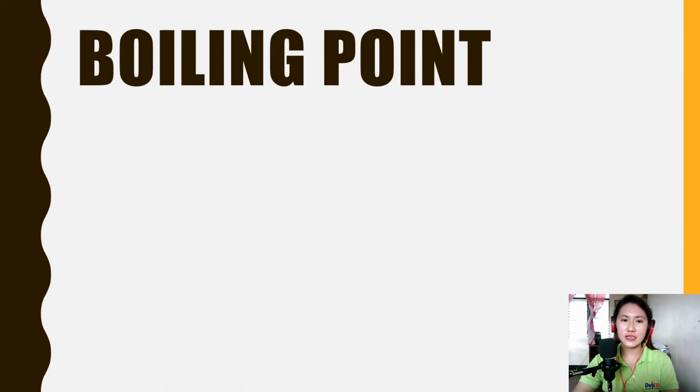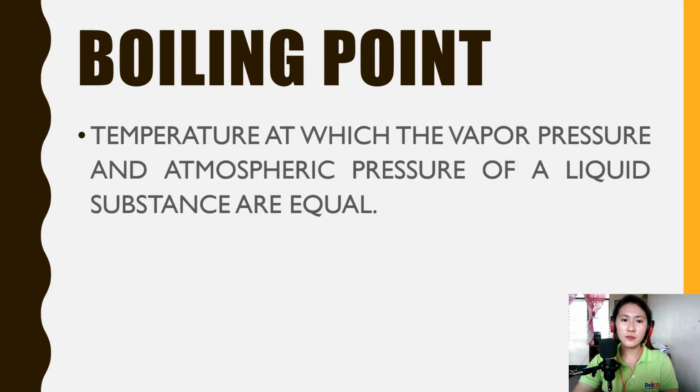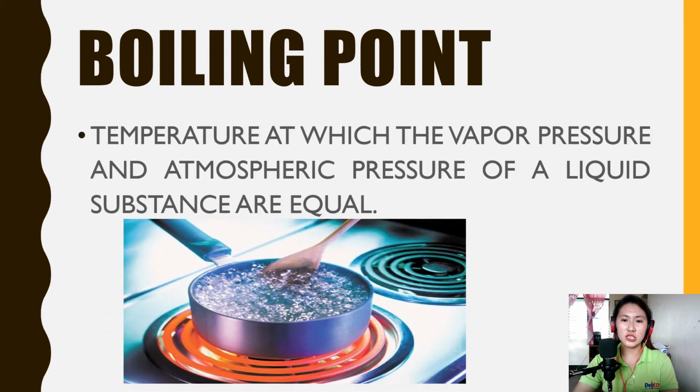The first physical property of a substance is boiling point. Boiling point is the temperature at which the vapor pressure and atmospheric pressure of a liquid substance are equal. So when we say high boiling point, this means a higher temperature is needed to reach the boiling point of the substance. And when we say low boiling point, it means only a lower temperature is needed to reach the boiling point of a substance.